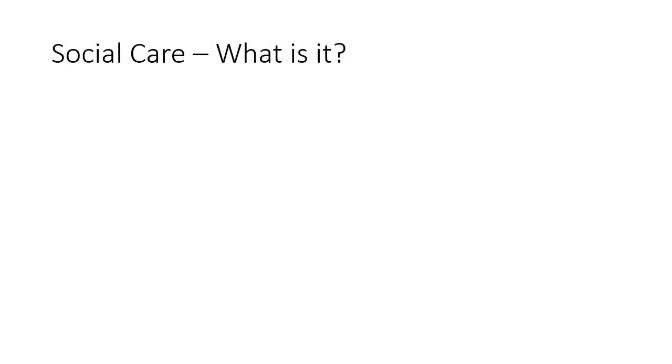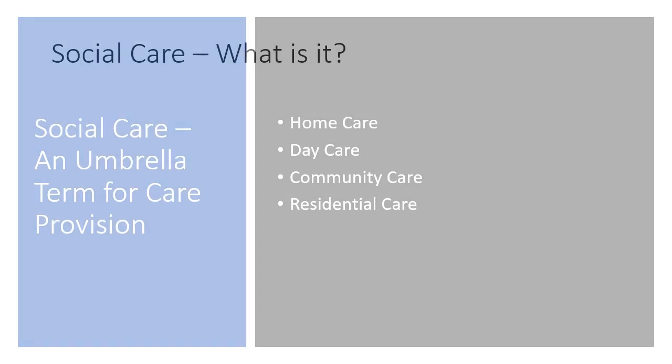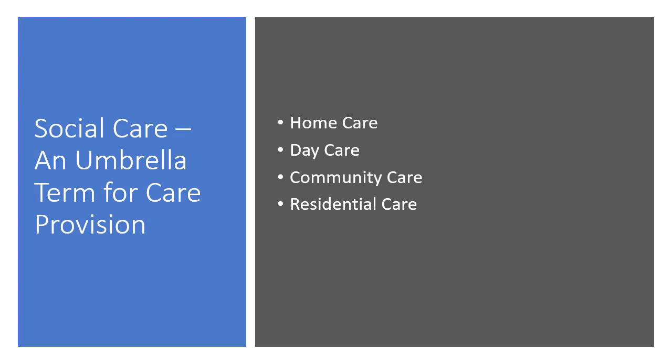So we're going to start by looking at social care and what social care is. So for a few minutes, just have a think about what you think social care is. So social care is an umbrella term for care provision, and it includes home care, day care, community care and residential care.